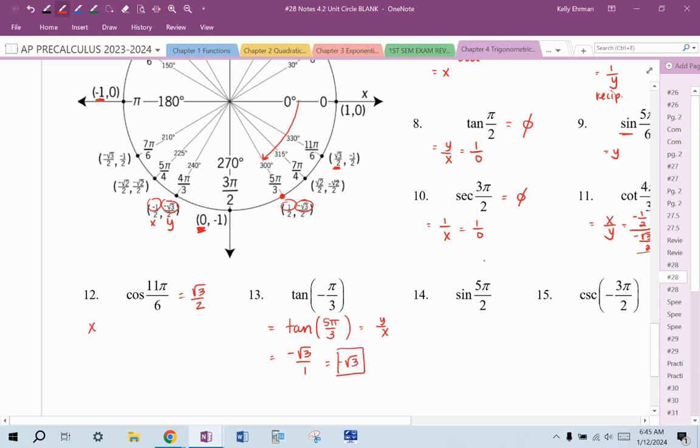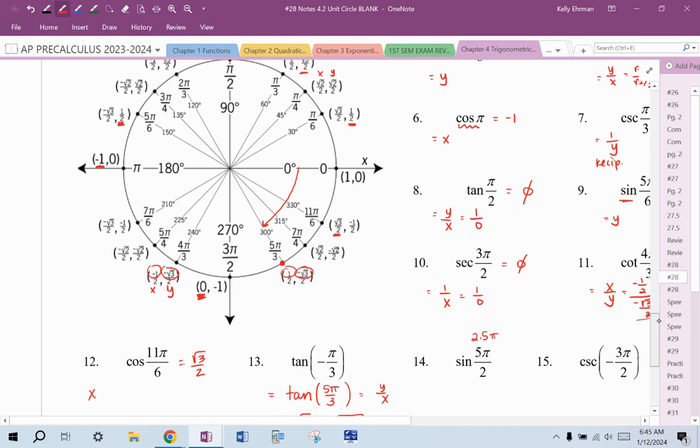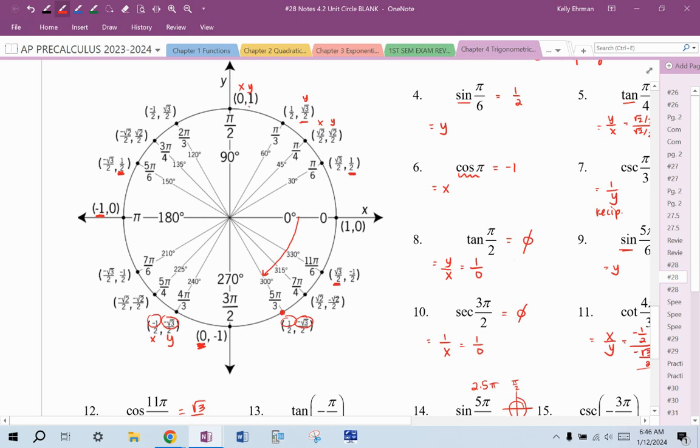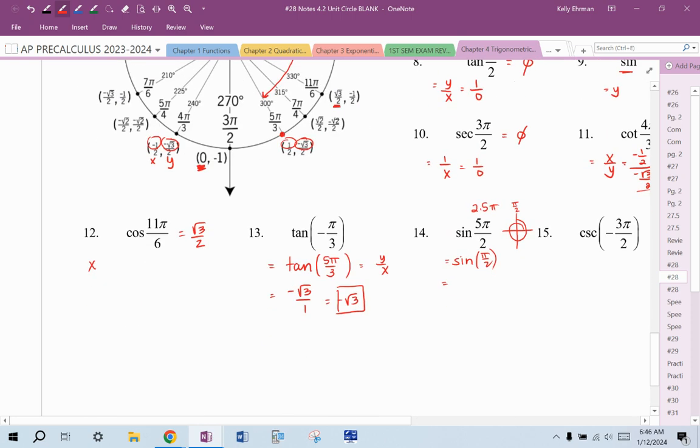Where does 5 pi over 2 get you? Remember, that's 2.5 pi. It's easier if you switch to a mixed number for that. Well, 2 pi is a full circle, and then an extra half pi lands you up here at pi over 2. So this is the same as the sine of pi over 2. Take a look at the y coordinate at pi over 2. The answer is 1.